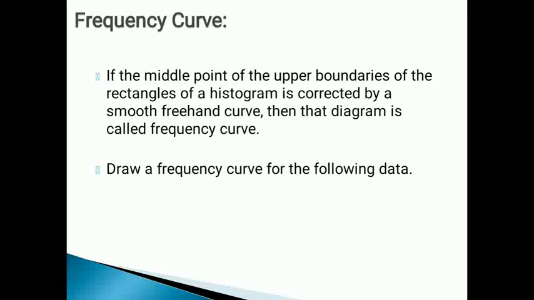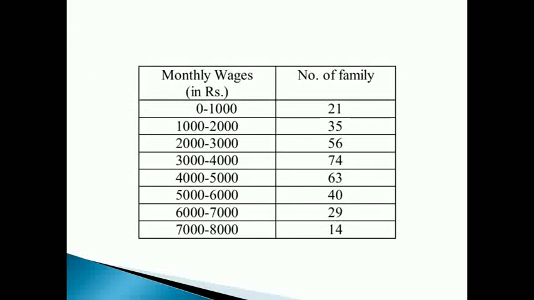So let's take one example. Draw a frequency curve for the following data. Here we are given some data in which the first column denotes monthly wages, and the second column stands for the number of families related with monthly wages in rupees. First class 0 to 1000, next 1000 to 2000, similarly 2000 to 3000, 3000 to 4000, 4000 to 5000, 5000 to 6000, 6000 to 7000, and last 7000 to 8000 rupees.